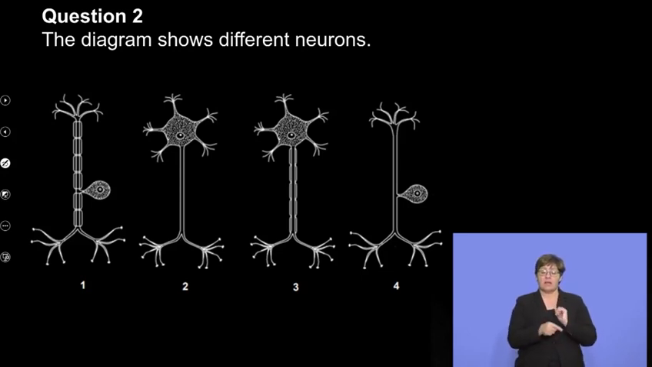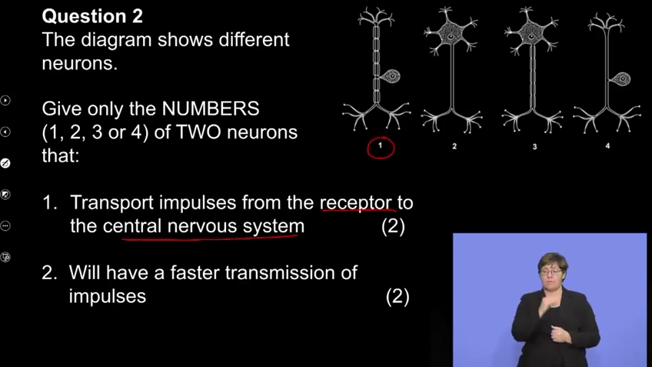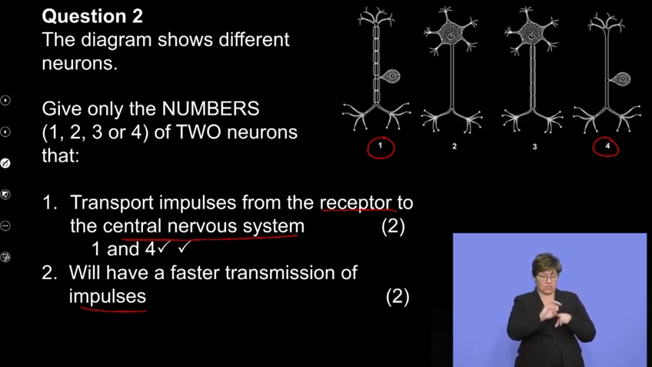And lastly, the diagram shows different neurons. You'll see here, there's the sensory, the motor, and the interneuron, right? Give only the numbers 1, 2, 3 or 4 of the 2 neurons that transport impulses from the receptor to the central nervous system. Remember, receptor to central nervous system. That will be number 1 and number 4, the googly eye one, right? Then we'll have a faster transmission of impulses. That will be the ones with the myelin sheath. Remember, I said myelin sheath insulates and increases the speeds. That will be 1 and 3.